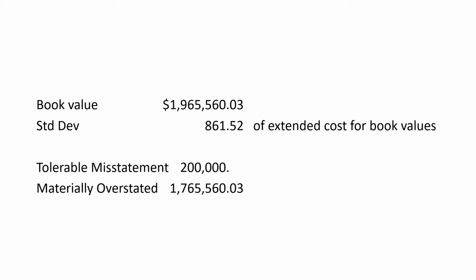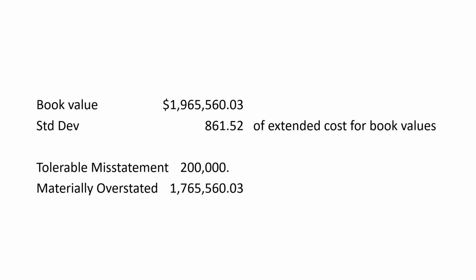The book value is $1,965,560. Next is the standard deviation of the extended cost. Now, what does extended cost mean? That's where I take the quantity times the cost. Remember, we're doing SKU, so the quantity is typically more than one. So extended cost just means I take the quantity times the cost.